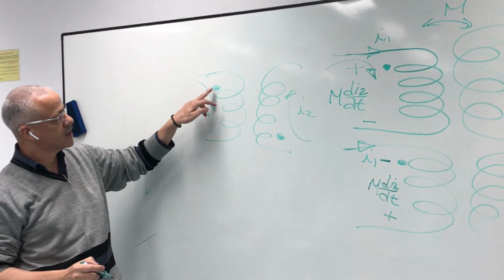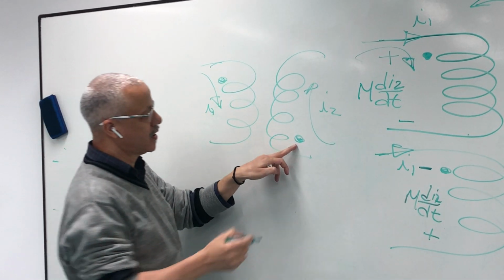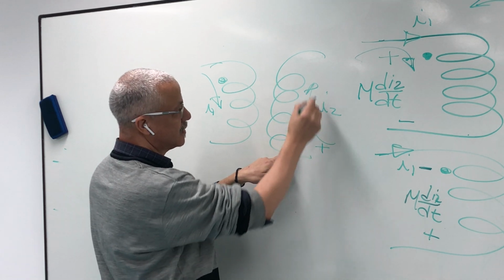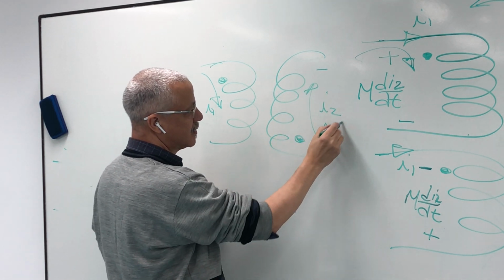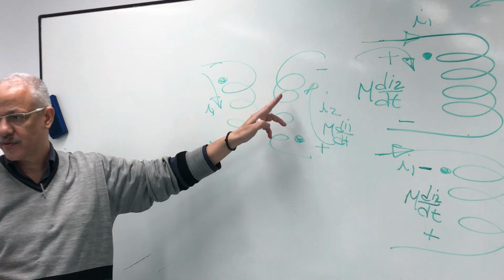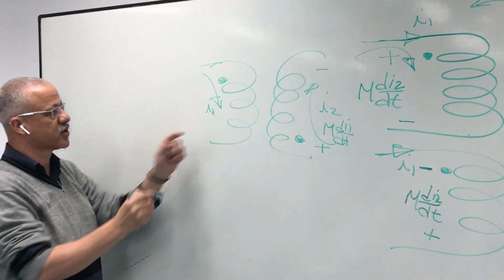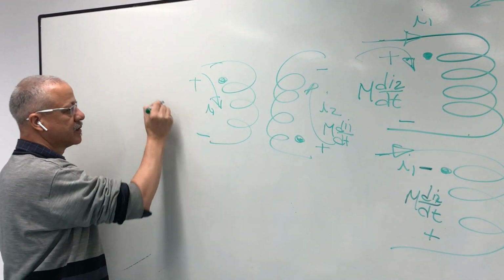So here, does the current enter or leave the point? Enter the point. So here, positive or minus? Here's the current. Enter or leave? Enter. Enter the point. So if it enters the point, positive or negative? Positive.